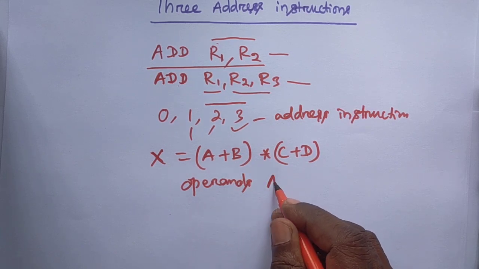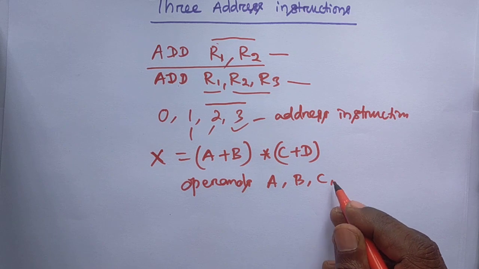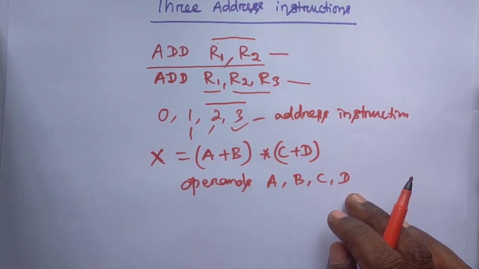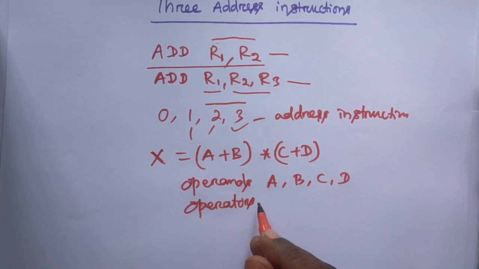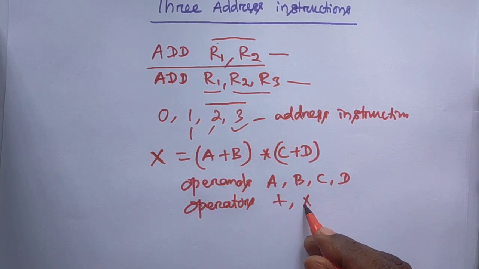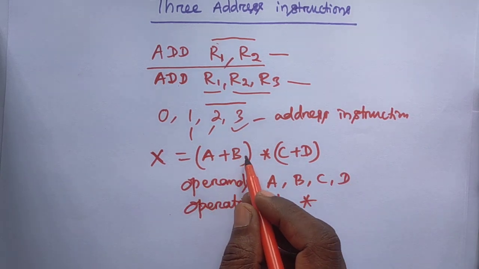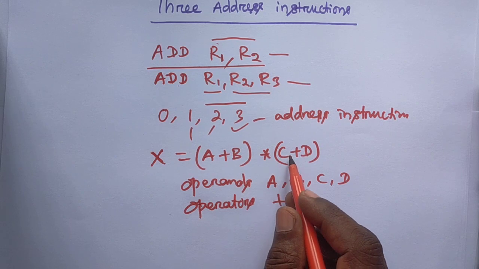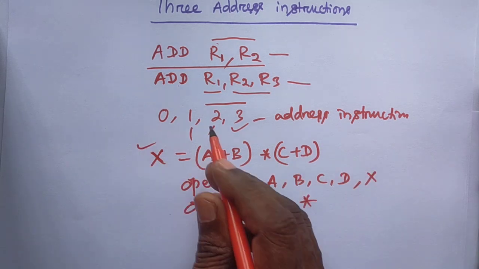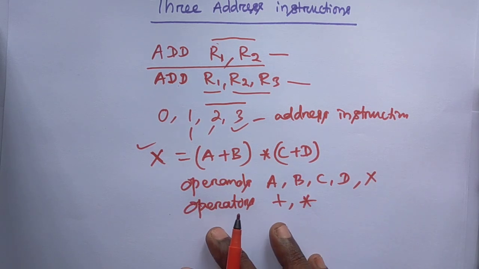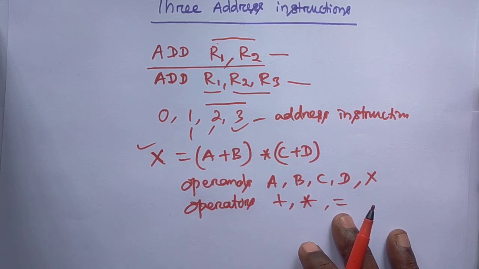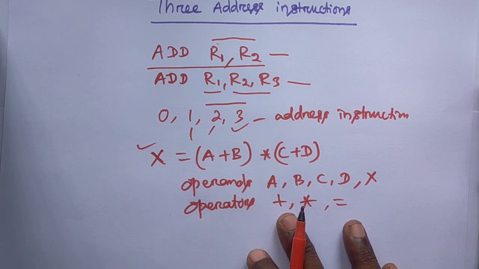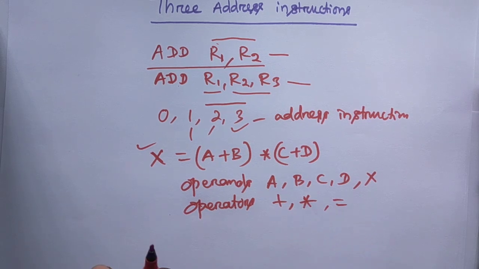What are the operands? A, B, C, D, four operands. And how many operators? Two operators, plus and multiplication. If you also count X, then A, B, C, D and X make five operands. The operators are these, and another is equal. Don't worry about equal; for operations we only use operators like plus or multiplication. That kind of operator you can use.